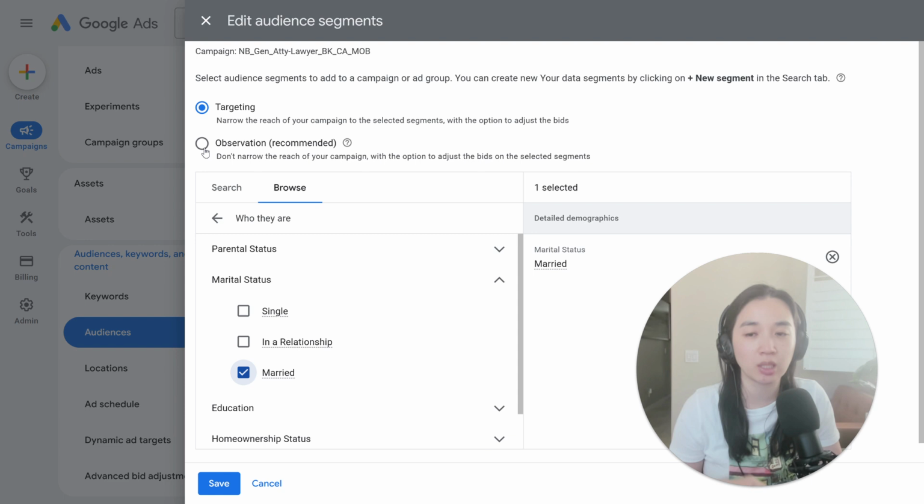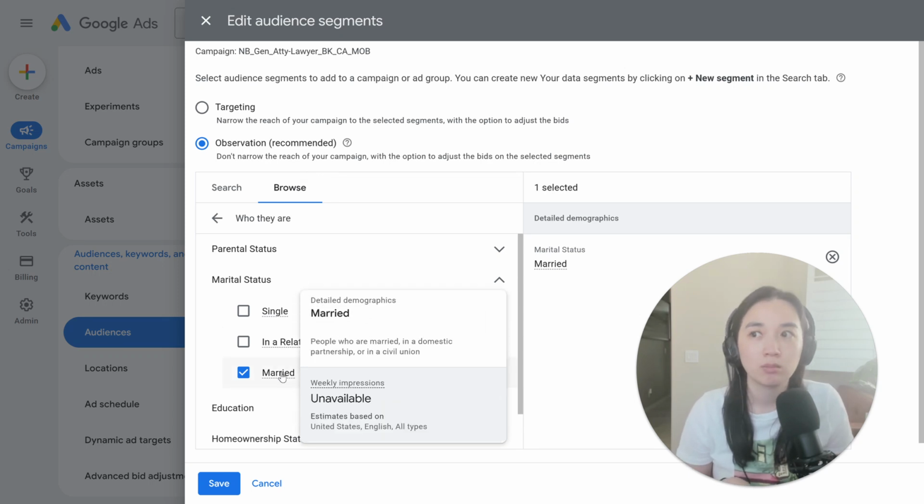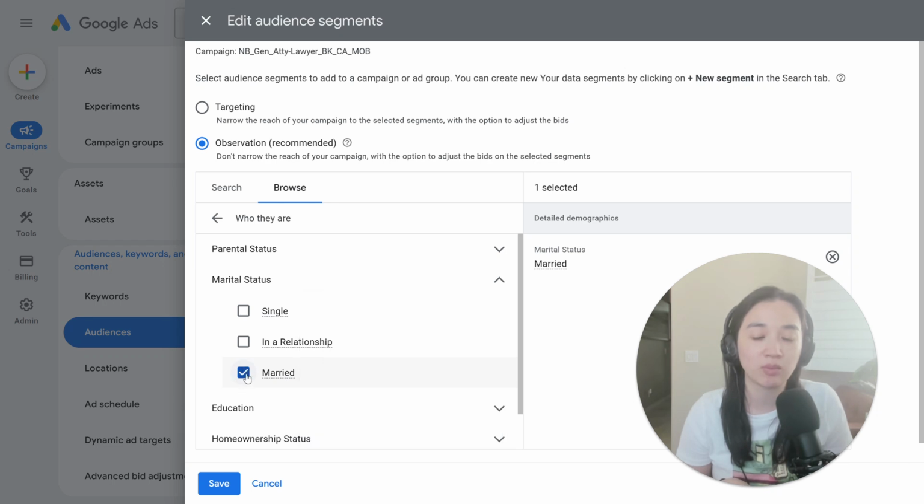Now, the other option that you will see when you are looking at your audience segments is observation. Observation is what is, in parentheses, recommended. So basically what observation means is that it's not going to narrow your campaigns. Basically, you're just going to observe these audiences. So you will be able to see what number of clicks actually came from married people, or single people or people in a relationship.